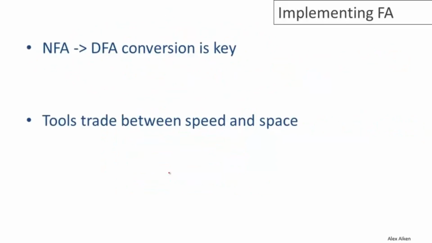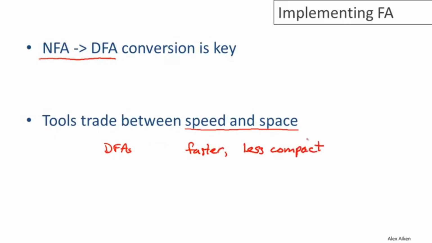To summarize, a key idea in the implementation of lexical specifications is the conversion of non-deterministic finite automata to deterministic finite automata. This is what takes a general high-level specification using regular expressions and converts it down to something that's completely deterministic and only uses a few operations per input character. Now, in practice, tools provide trade-offs between speed and space. So DFAs are faster and less compact, so the tables can be very large, and at times that's a practical problem. And NFAs are slower to implement, but more concise.